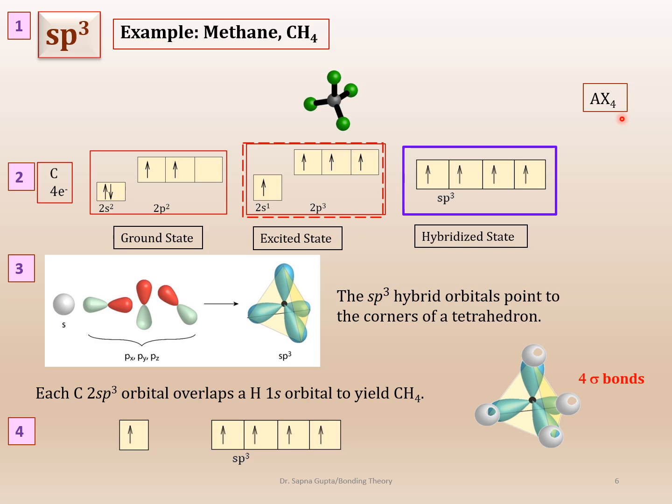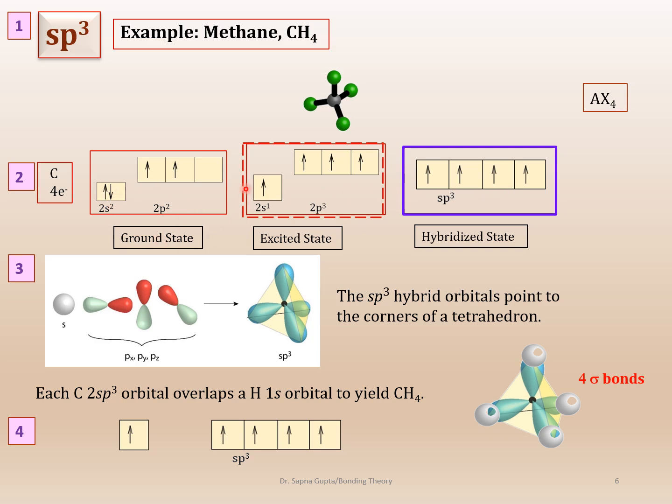But AX formulas are your friends, very good friends in chemistry. So methane is AX4: a central atom with 4 atoms all around. Now for this one, these are the electronic configurations we're dealing with. Let me explain what we're doing here.